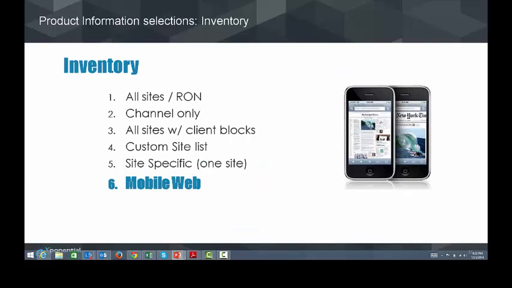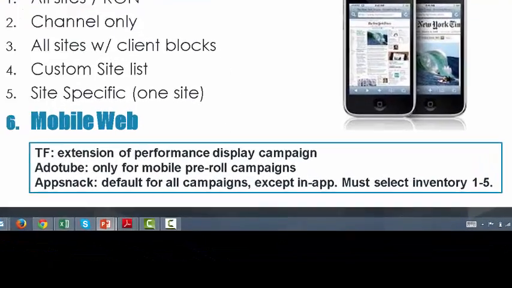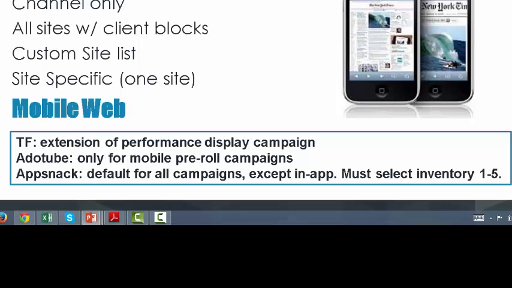Lastly is mobile web. This is targeting a site via a mobile device. Worth noting is the difference of this inventory for each division. It's not an option for Firefly campaigns.